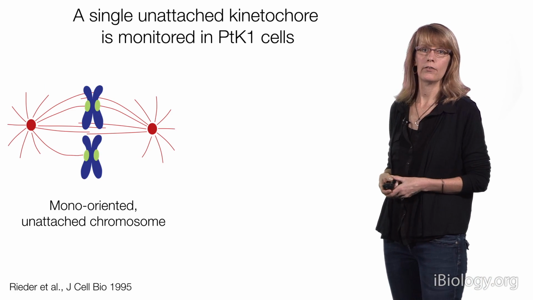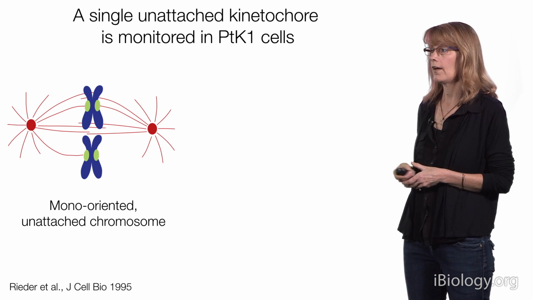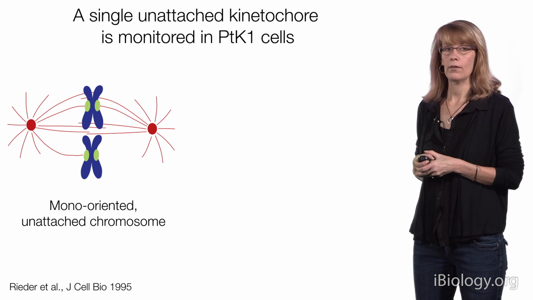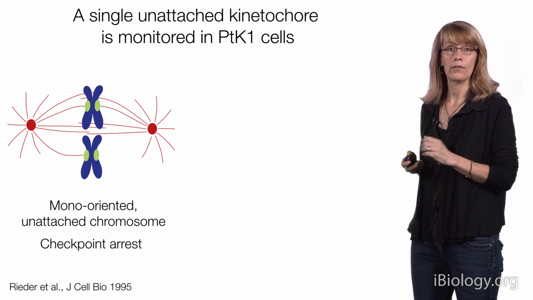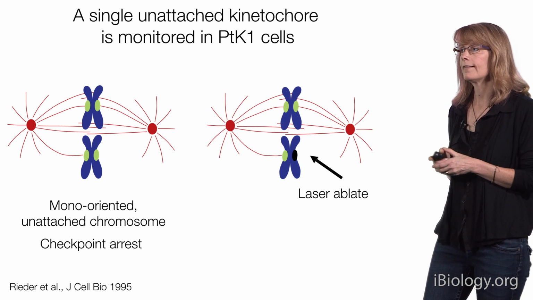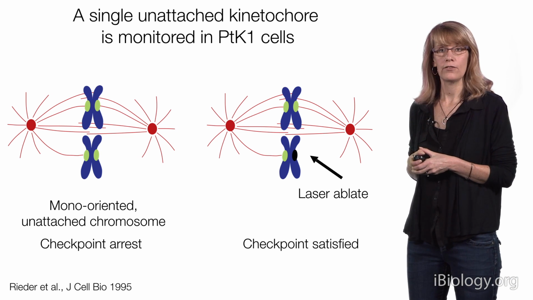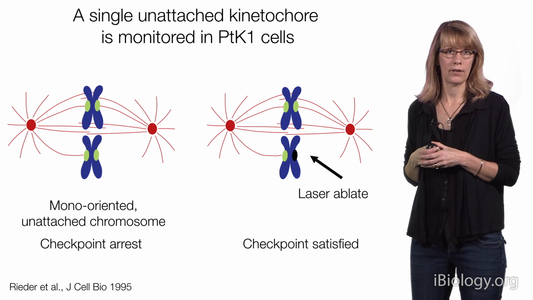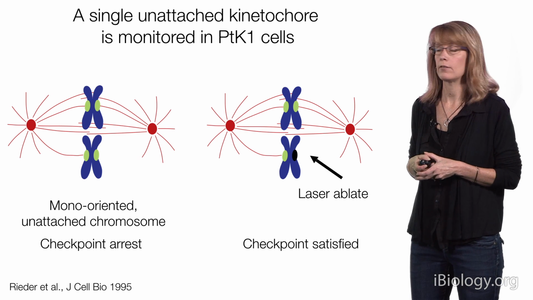Work from Conly Rieder suggested that attachment is monitored. So he did a classic experiment where there was a cell that had a mono-oriented unattached chromosome. So there's a single kinetochore attached to the microtubules and the other is unattached. Those cells are arrested because the checkpoint is on because there's a defect. Now, he went in and he laser ablated that unattached kinetochore. And that satisfied the checkpoint and the cell cycle continued, even though the remaining kinetochore is attached and not under tension. And this was the work that really suggested that unattached kinetochores were what the checkpoint was monitoring.